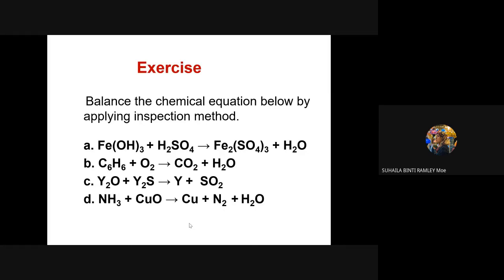Kita panggil sebagai algebraic method. Siapa pernah dengar algebraic method? Pernah dengar ke? Yang main kira-kira tu kan madam? Algebraic tu yang kita letak A, B, C, D. Ada ke dulu belajar? Tiada, madam. Kita cuba satu contoh.